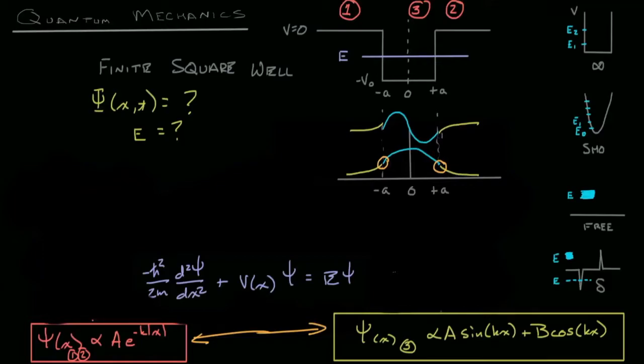Finally, because these solutions in region 3 are sinusoidal, boundary conditions will be discrete, leading to an energy that depends on nodes, which is not altogether different than what we saw with the infinite square well.